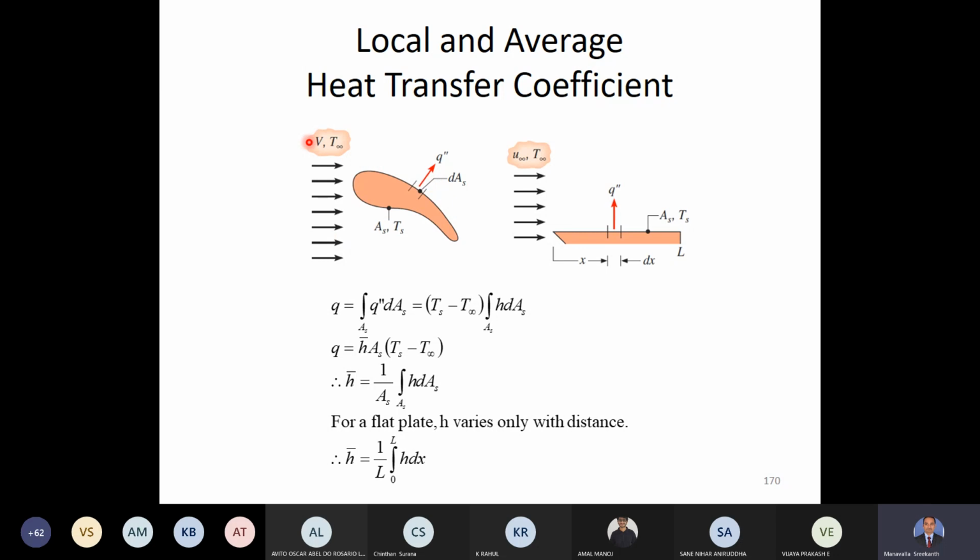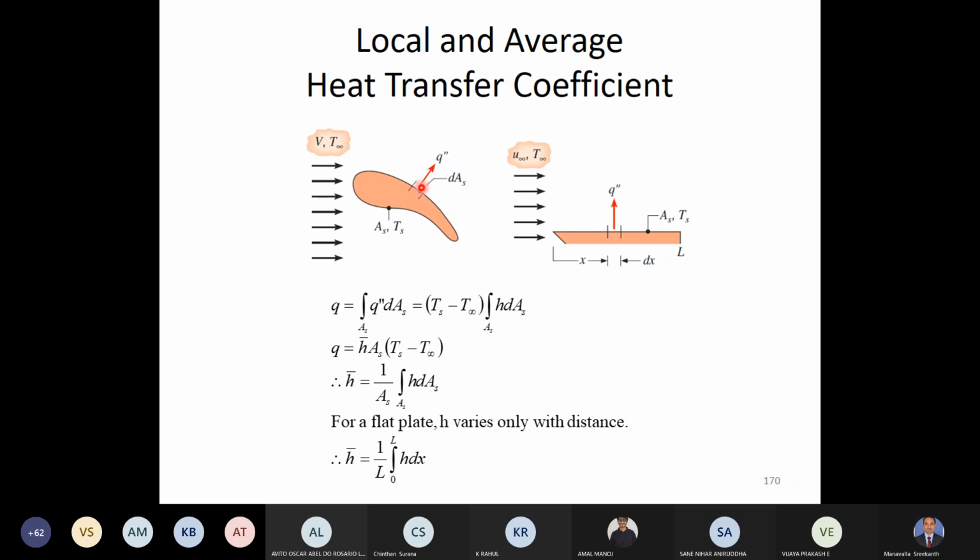The velocity of the fluid is V. It's at a temperature T infinity, and this shape is flowing. Now, if this object is extremely large, like in the case of an aircraft wing, the length itself is a few tens of meters, but the width of the wing will be maybe a couple of meters long. Again, that depends on the size of the aircraft.